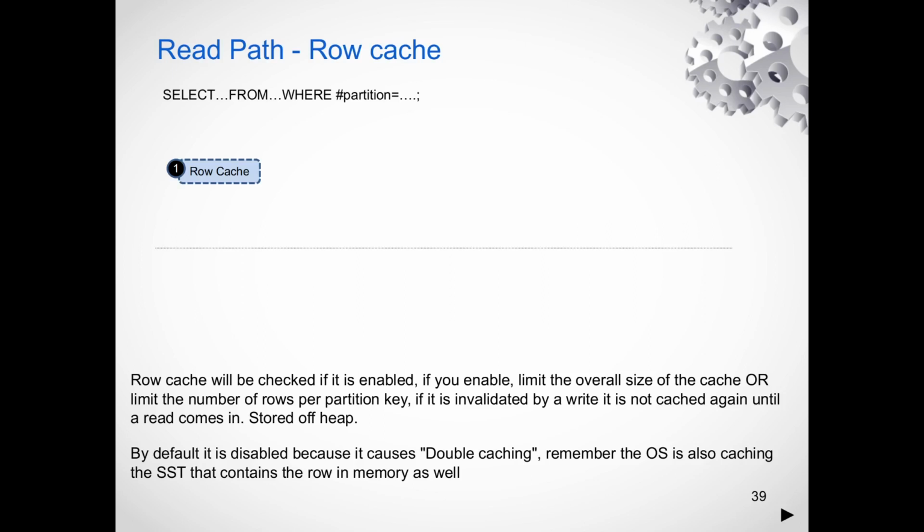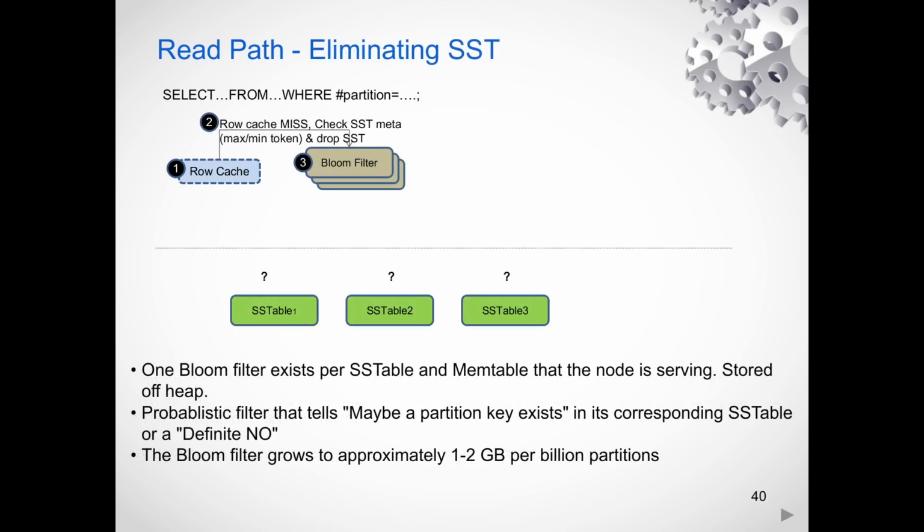So if the data is found in the row cache, well, all good. You just return it back. Your read path is over. But if you do not find it in row cache, then you have a big question mark in front of you. I've got all these generation SSTables sitting on the disk, and I want to find out which contains the data. Or wait a minute, what happens if I flip the question? Instead of asking how many SSTables contain the data, what happens if I ask the reverse question?